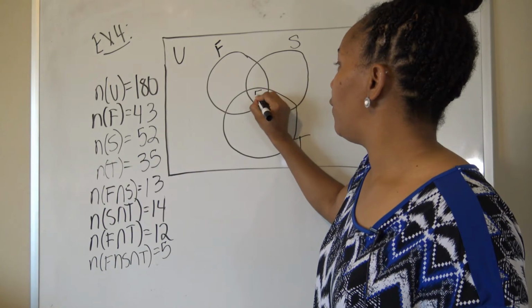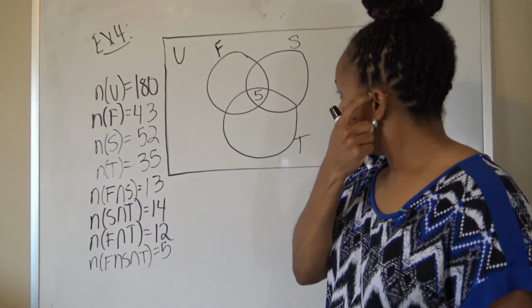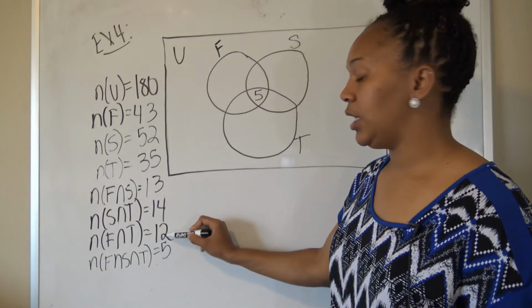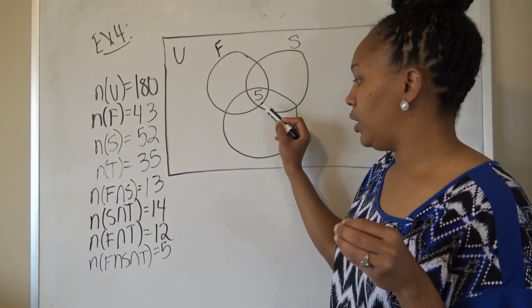So that means there were 5 that participated in sports, fraternities, and tutorials. All right, so then I'm just going to work my way up. So F and T is equal to 12. That means there were 12 that participated in fraternities and tutorials.